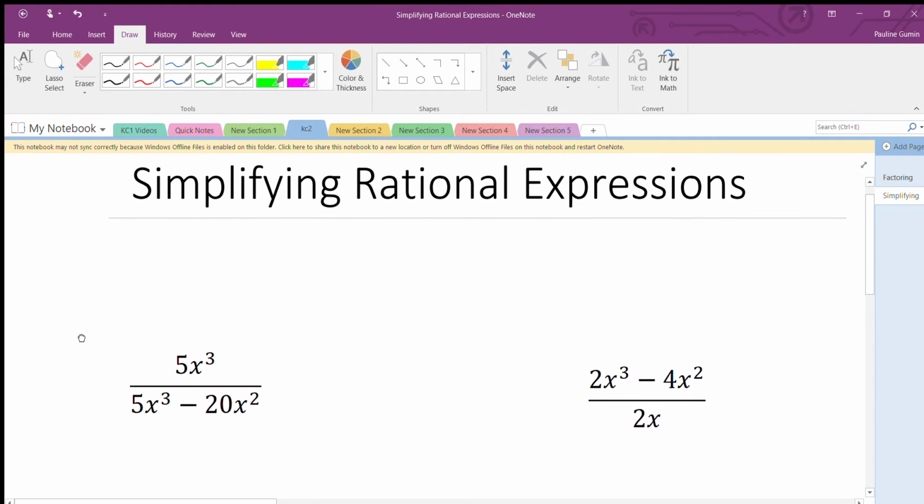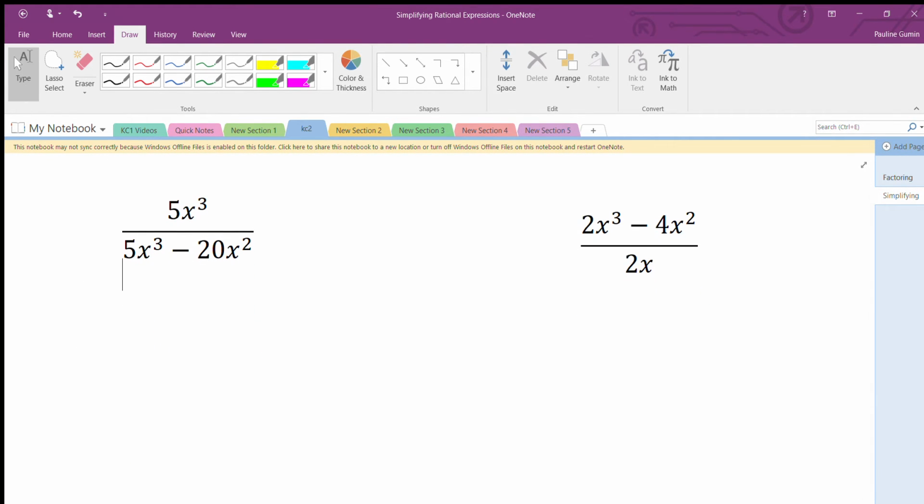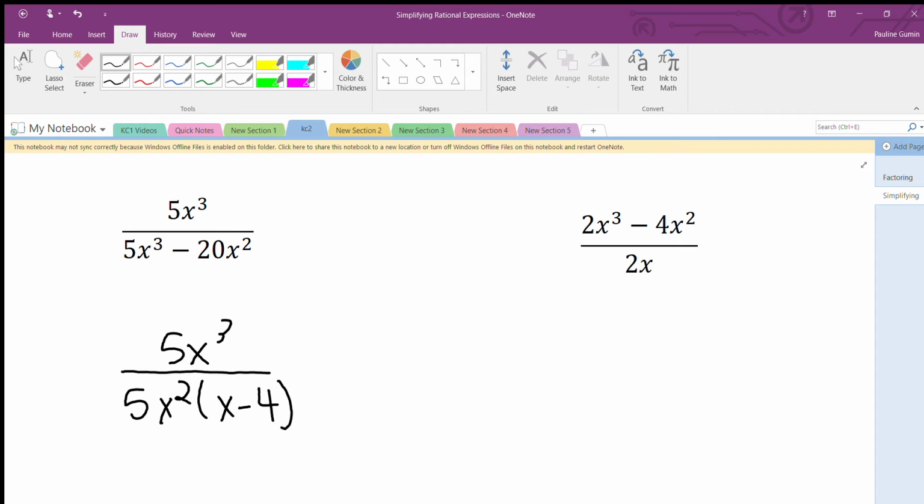There's the title. Okay, so the first thing that we're going to do with each of these expressions is factor the tops and bottoms. Now, the top of this first one, it's a monomial. I can't factor it any further. On the bottom, in that binomial, I can actually factor out a greatest common factor of 5x squared because I can divide 5 and 20 by 5, and x squared is the smallest exponent I see. Okay, let's check this out.